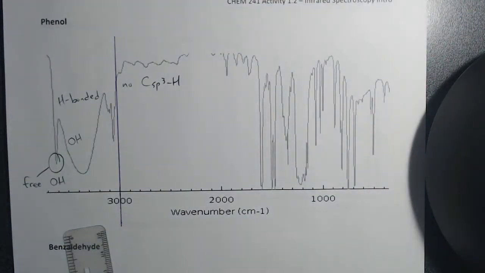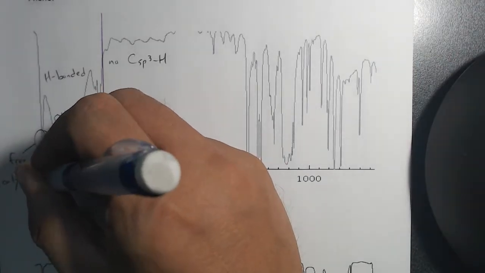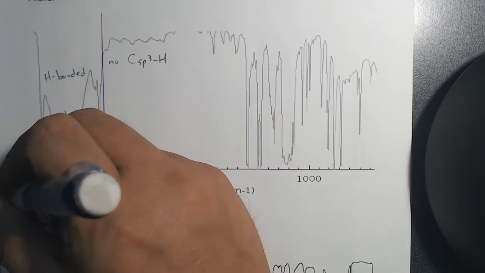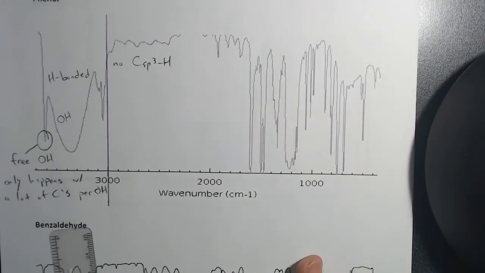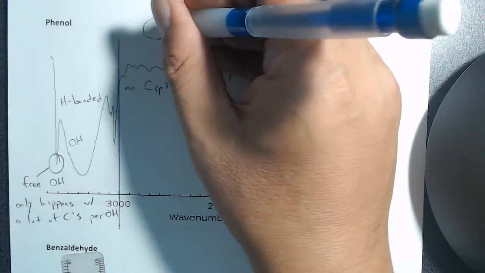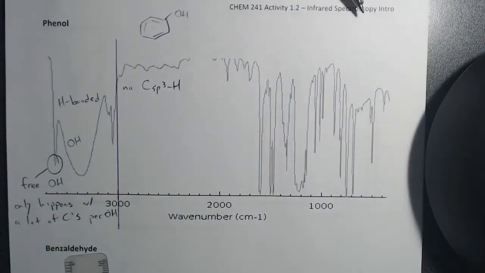So it turns out that if your compound has a lot of carbons in it, like a lot of carbons per OH, you sometimes will have the free OH peak. So once again here, this only happens with a lot of C's per OH. So here we have 6 carbons per OH. This is phenol. We have talked about this compound today a little bit. Okay. We are not quite done with this example.